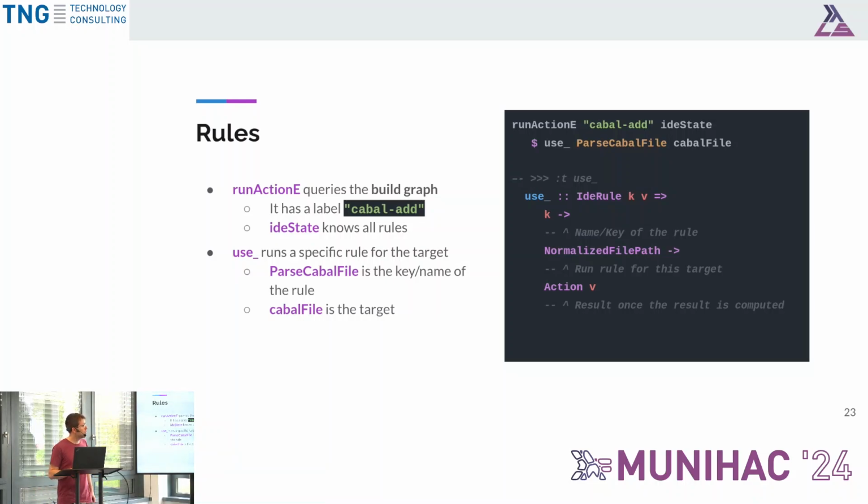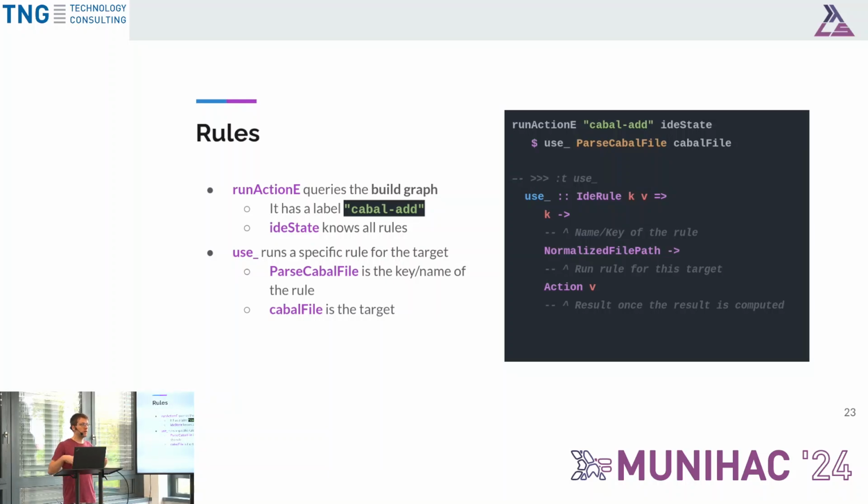And one other thing, what we have here is a normalized file path. What is a normalized file path in comparison to a normal file path? Oh, that's not good naming. A normalized file path is essentially just a file path, but it is always absolute, so there cannot be relative file paths. And it has also been optimized for our specific needs in the Haskell Language Server. In particular, it has a very efficient hashing operation and also efficient comparison. Okay, so that's about rules.